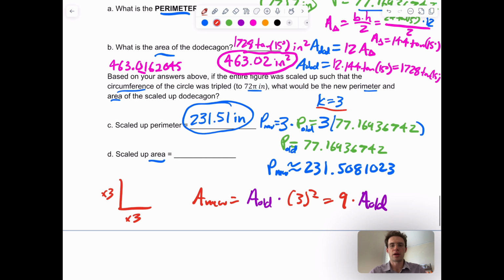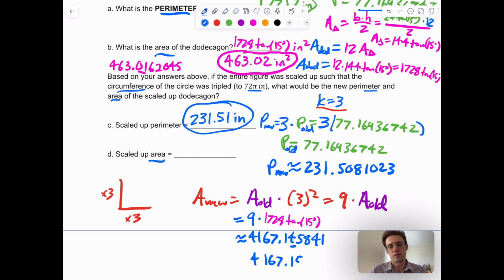Now, our old area, we have it right here. Now, our old area is 1728 times the tangent of 15 degrees. So we just have to multiply that by 9. 9 times 1728 tangent of 15 degrees in degree mode. And that gives me 4,167.145841. And then you could round that to the nearest hundredth. 58 will round up. So it's 4,167.15. Because it's an area, the units will be squared, so it's inches squared. So that would be how you do that.